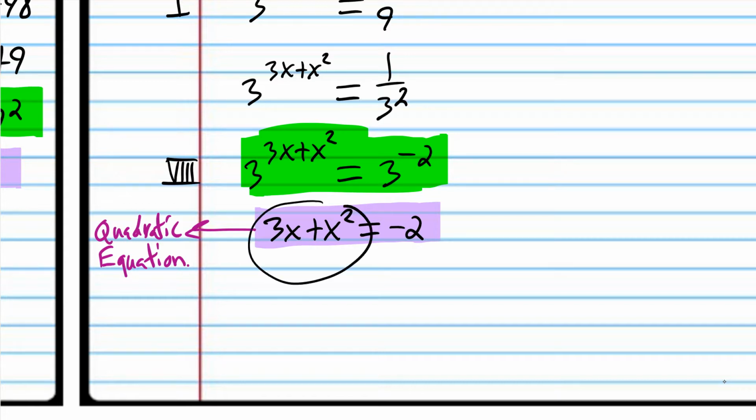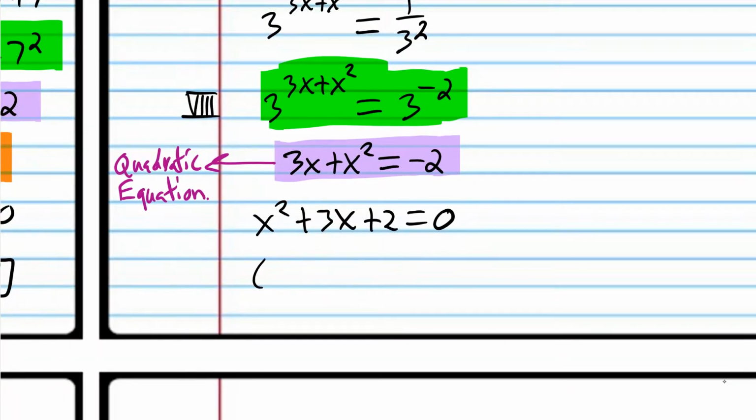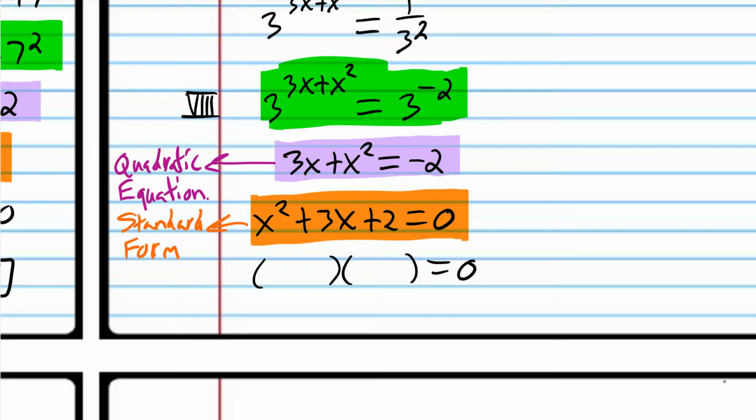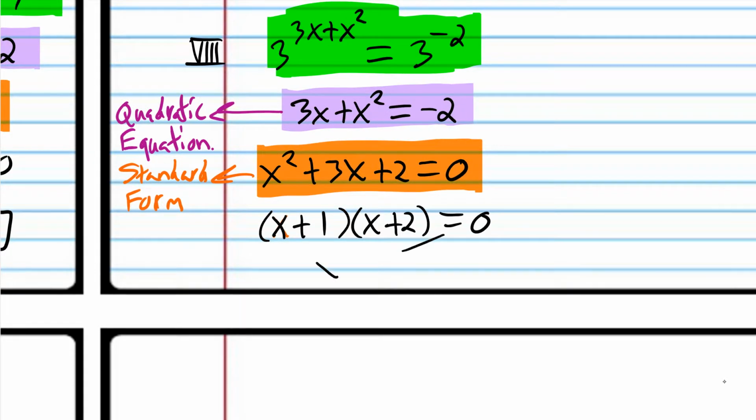So we have to do two things. We have to rearrange these terms, because the squared term always comes first, and we have to put the 2 on the left side. So we have x squared plus 3x plus 2 equals 0. And we can solve that by factoring. And that is standard form. So what two numbers multiply to 2 and add up to 3? Well, that's going to be 1 and 2. So x must be equal to negative 1, or x can be equal to negative 2.